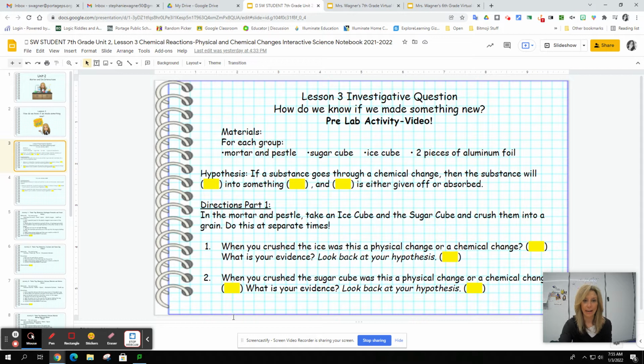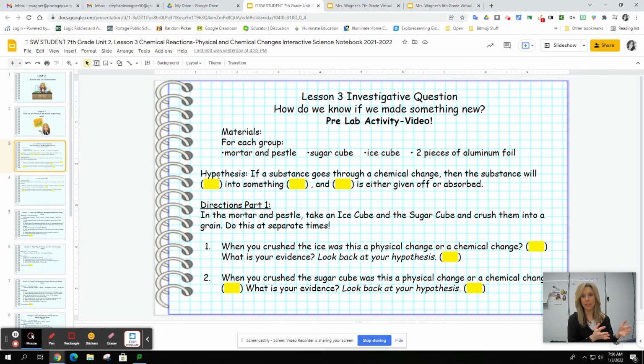Okay, one thing we forgot to do was our hypothesis. So let's take a look at that. So if a substance goes through a chemical change, then the substance will, we could put the word change in there, we could say made into something, what? All right, what would you put in the second parentheses? And then I talked about something either being given off or absorbed. We might feel it being warm, or we might feel it being cold after the change, okay?